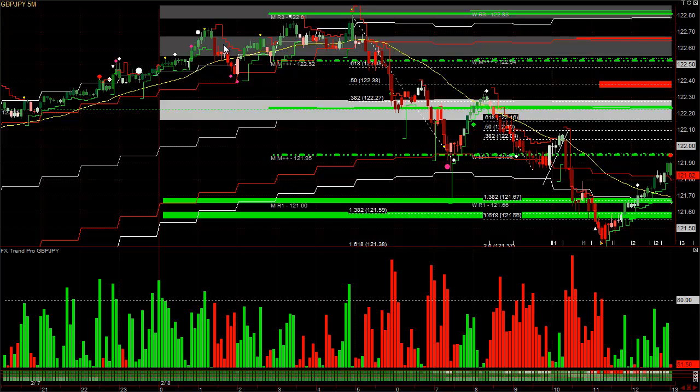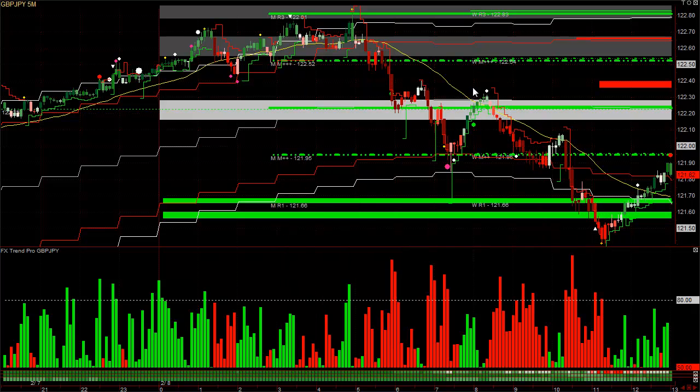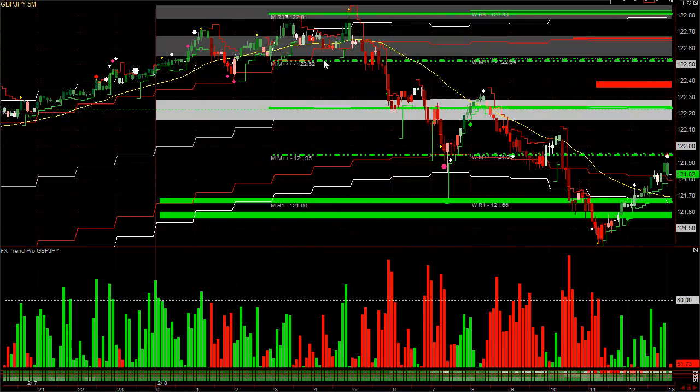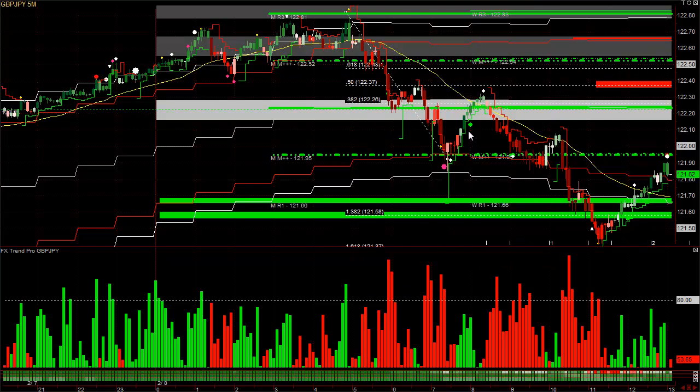Notice pound yen also above the upper containment band. This was the end of the move, and it had a pretty violent move down. I had the fib levels on here from a Forex blog class today. You can see it fell with incredible weakness, rallied back up.